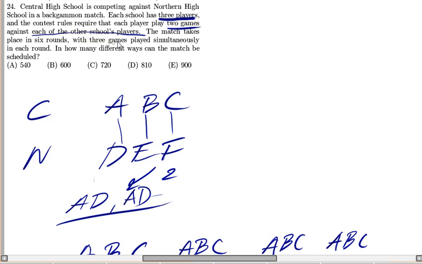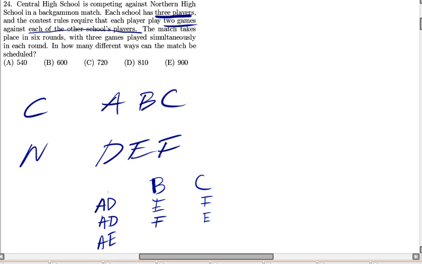Central High School is competing against Northern High School in a backgammon match. Each school has 3 players, and the contest rules require that each player play 2 games against each of the other school's players. The match takes place in 6 rounds, with 3 games played simultaneously in each round. In how many different ways can the match be scheduled?